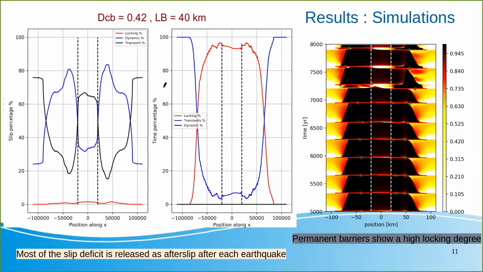When we look at the time percentage of how much of the time the barrier remains locked, we see that almost 90% of the time it is locked, but 10% of the time it is with these transient events. So you see here also that we have a big change in the colors, more yellow. So we would say that most of the slip deficit in the barrier is released as afterslip after each earthquake, in permanent barriers.